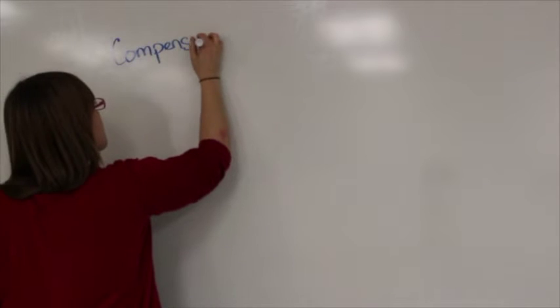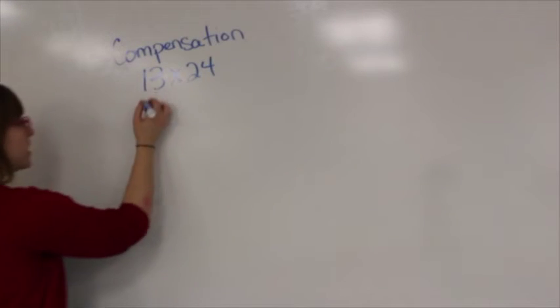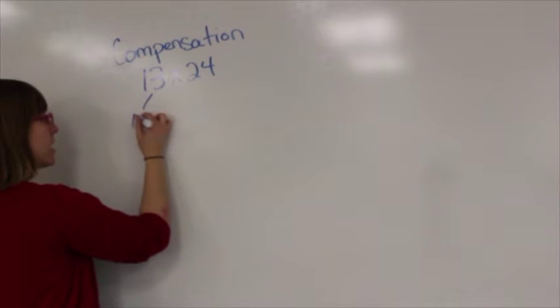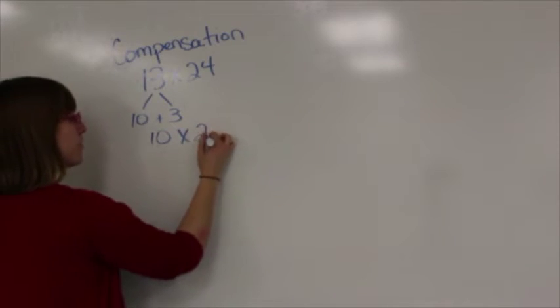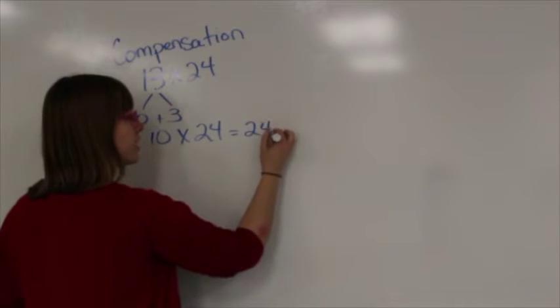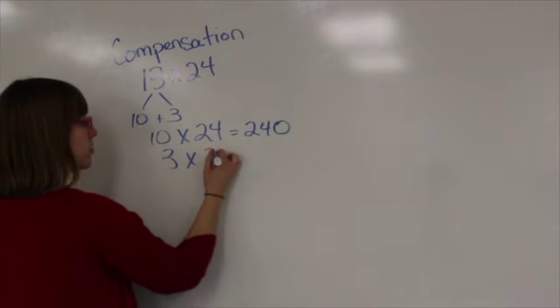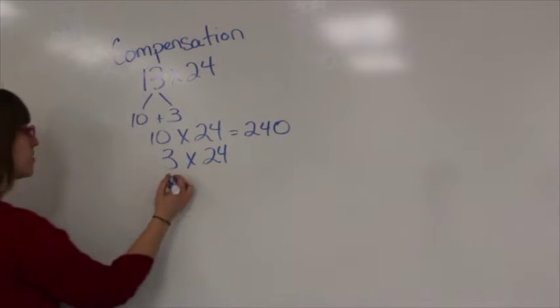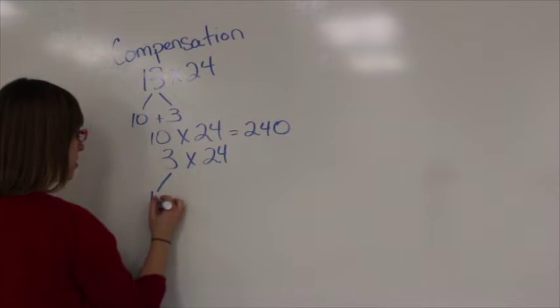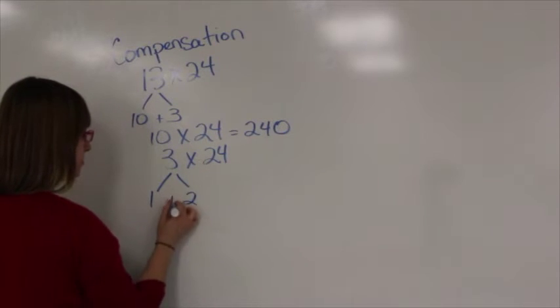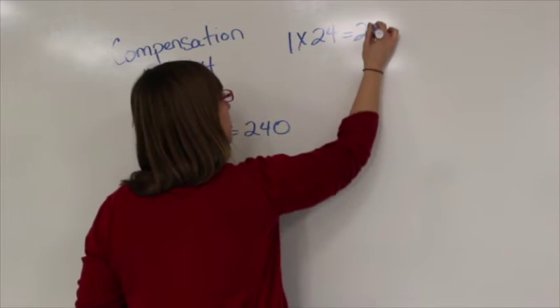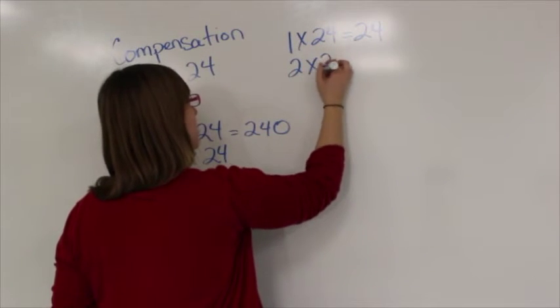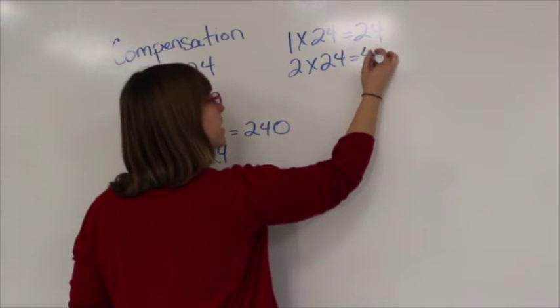My last method is going to be compensation. 13 can be split up into 10 and 3. 10 times 24 is 240. 3 times 24 is a bit harder, so I think I'll split it up into 1 and 2. 1 times 24 is 24. 2 times 24, I know it's going to be 48.